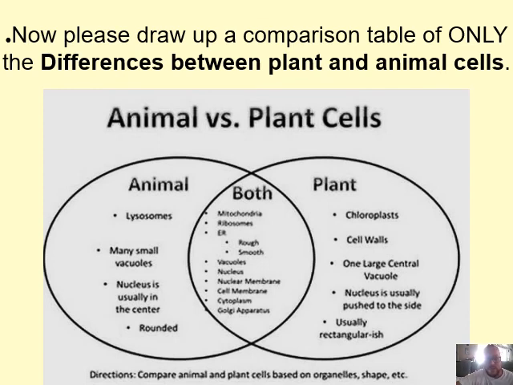Animal nucleus is usually in the center, that's because of just where we want the center to be, where we want our brain to be, whereas in plants, it's pushed to the side because of that large central vacuole. Finally, animals, their shape is rounded or amorphous. They don't have a particular shape, whereas plants usually have a rectangular-ish shape. All right, so I want you to draw up this table, and that's the end of this little chunk.